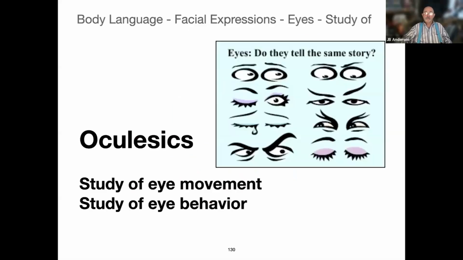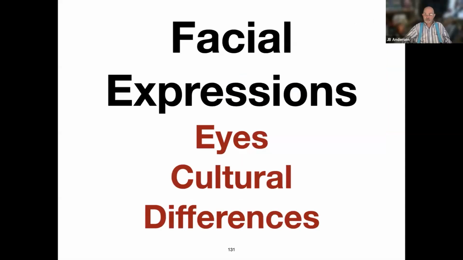Study of the eyes. Oculesics is the study of eye movement and the study of eye behavior. Here's a lot of eyes. Here, the eye is cast to the left of this person. Eyebrows are down. Here the eyes are down, the eyebrows are down. Here's a wink. And you can see there's different styles to eye movement, and that all has significance.